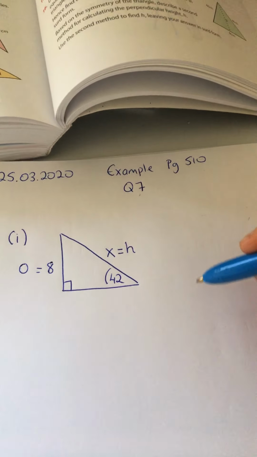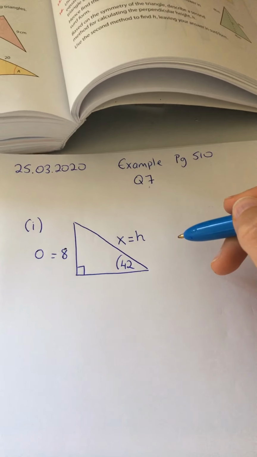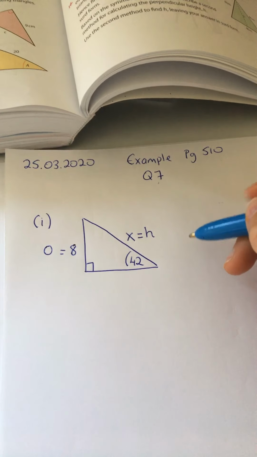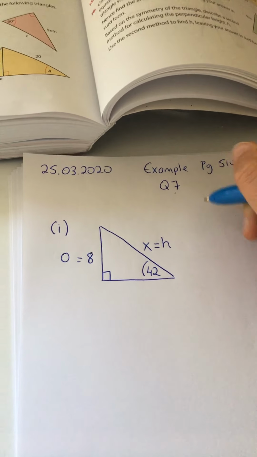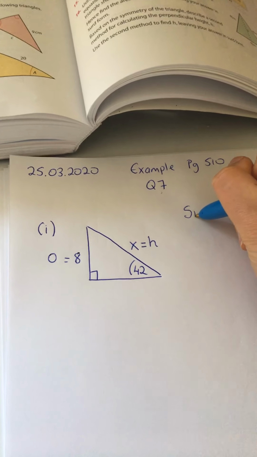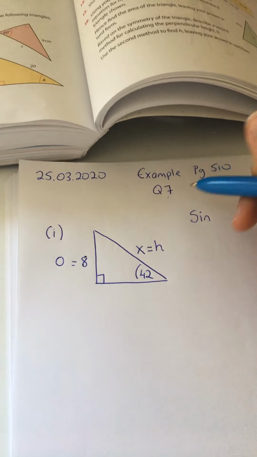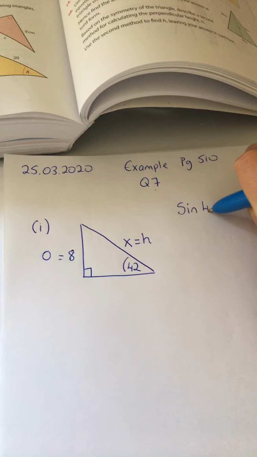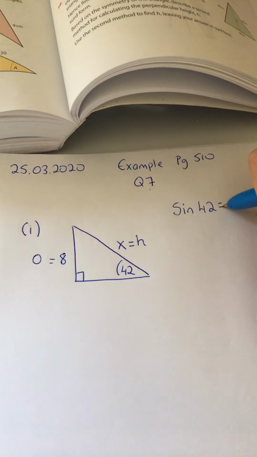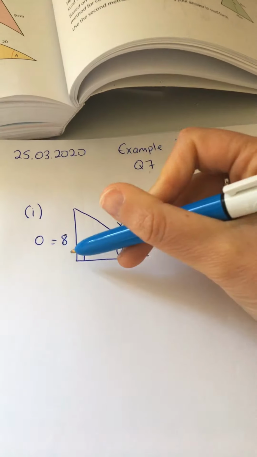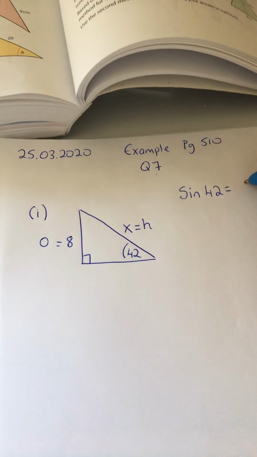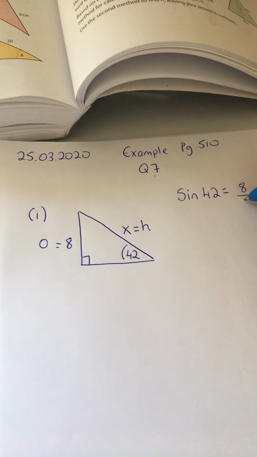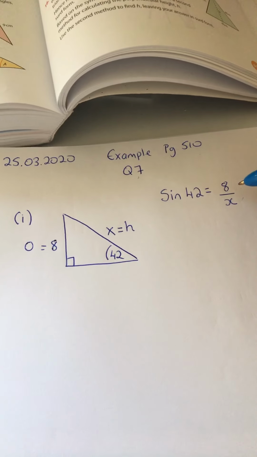Now, just like before, we need to decide, are we using sine, cos or tan? So we have opposite and hypotenuse, so we are using sine. And the angle that we're working with is the angle of 42 degrees, so it is sine 42. And sine equals opposite over hypotenuse, which is going to be 8 over x.